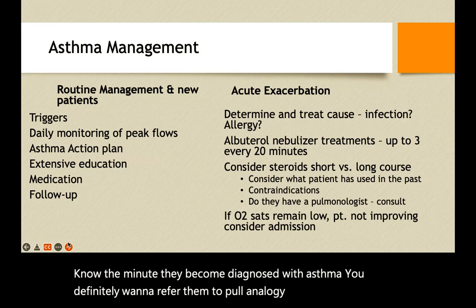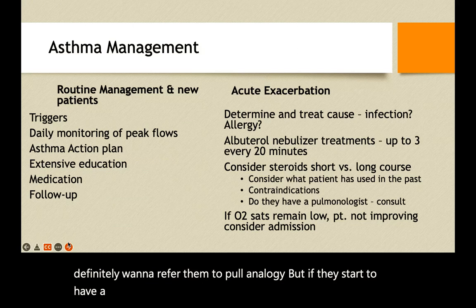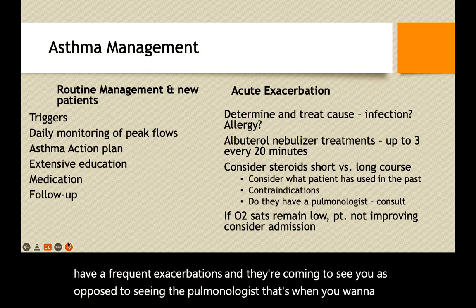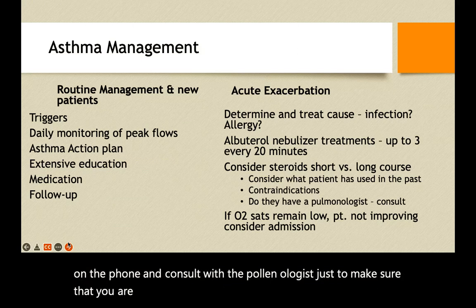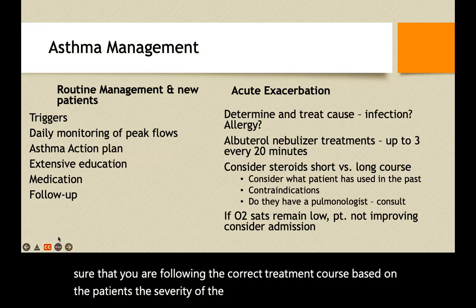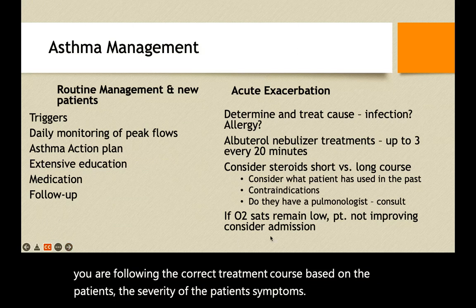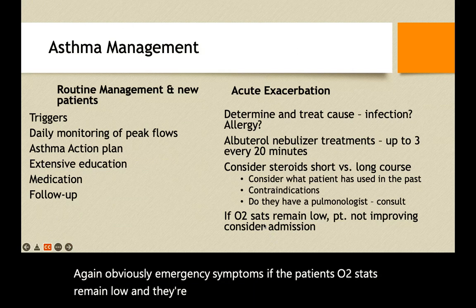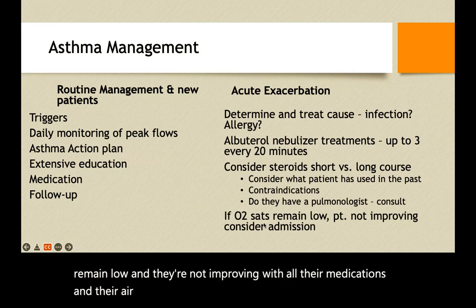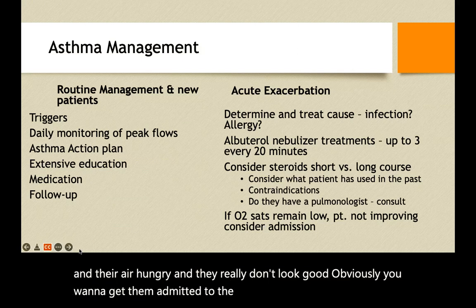But if they start to have frequent exacerbations and they're coming to see you as opposed to seeing the pulmonologist, that's when you want to get on the phone and consult with the pulmonologist just to make sure that you are following the correct treatment course based on the severity of the patient's symptoms. Again, obviously, emergency symptoms. If the patient's O2 stats remain low and they're not improving with all their medications and they're air hungry and they really don't look good, obviously you want to get them admitted to the hospital so they can be further managed.